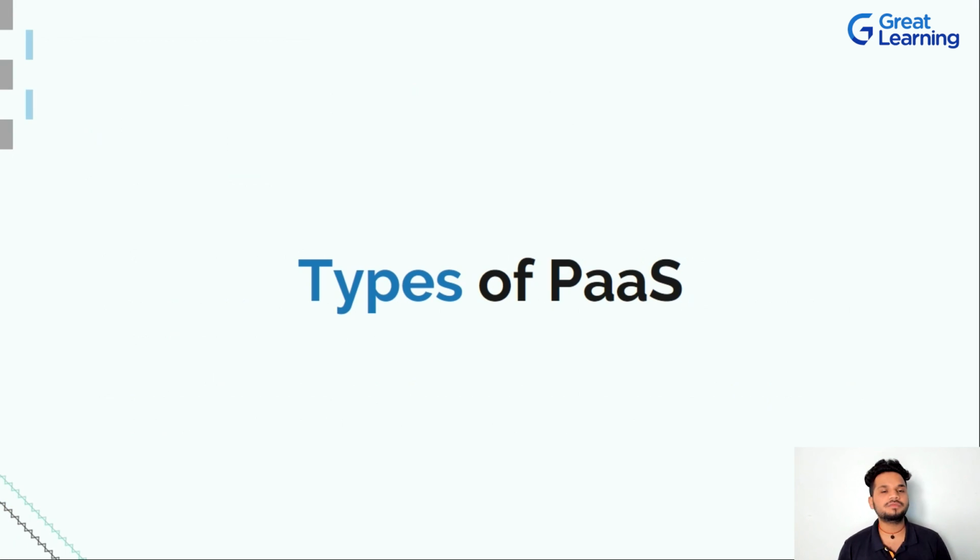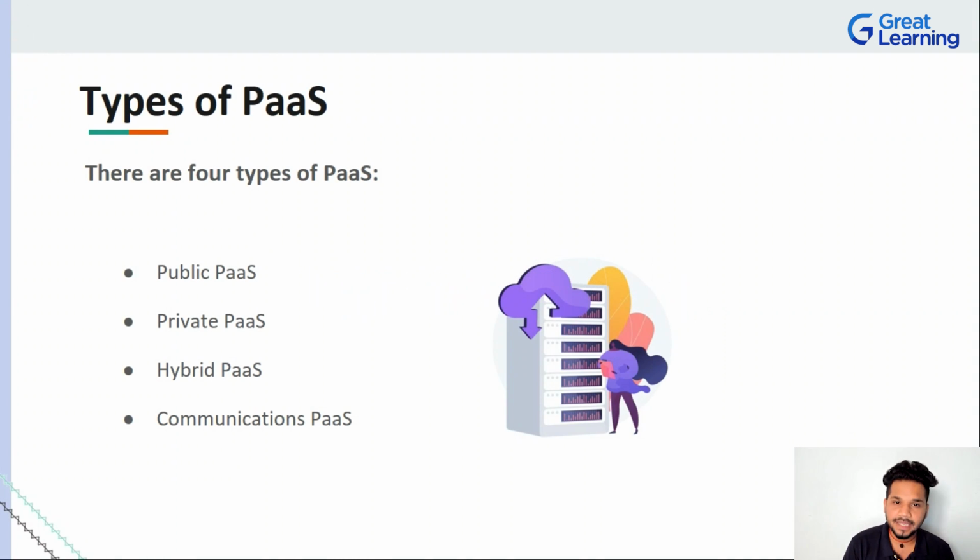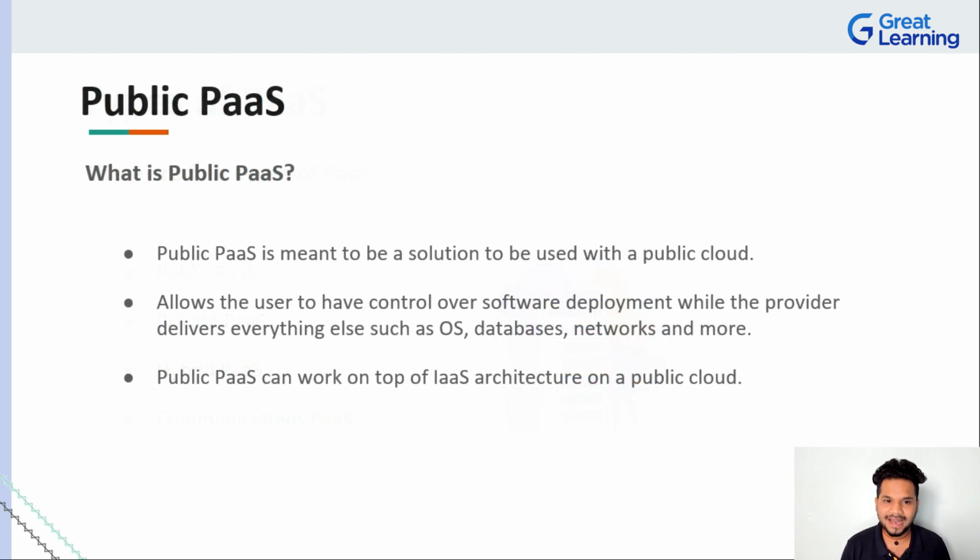Now, the next section, we're going to be discussing the various types of PaaS that are out there in today's world. Now, when you think about PaaS, there are 4 popular offerings, guys. We have public PaaS, private PaaS, hybrid PaaS, and communication PaaS. Now, at the end of the day, we saw the various types of deployment, what happens in a public cloud, private cloud, hybrid cloud, and all of that. The working here is very similar, right?